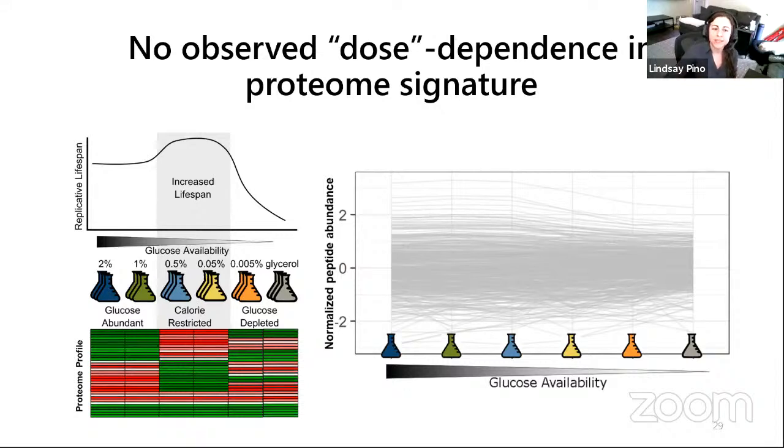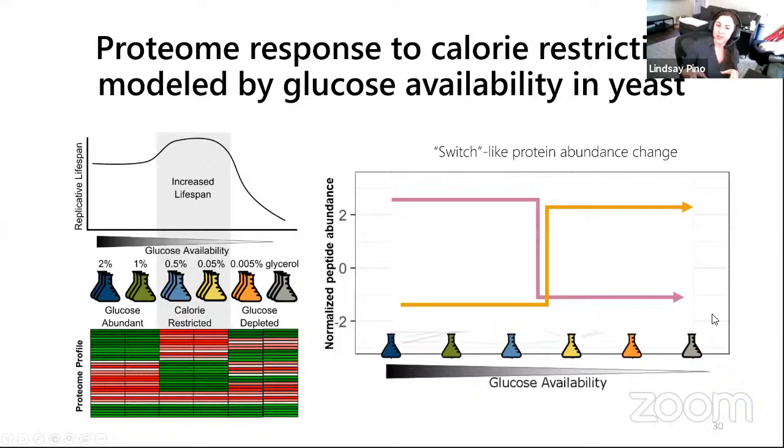Each one of the lines here represents another peptide, and I'm plotting those lines across the different glucose availabilities. So I didn't really see either of those trends. Mostly it looks like flat lines. But one thing that I did notice was some proteins seem to almost have a signature where they're highly expressed in high glucose and then lowly expressed in low glucose, kind of like a switch. So it's abundant at the same level in one condition and then abundant at a different level under a different condition.